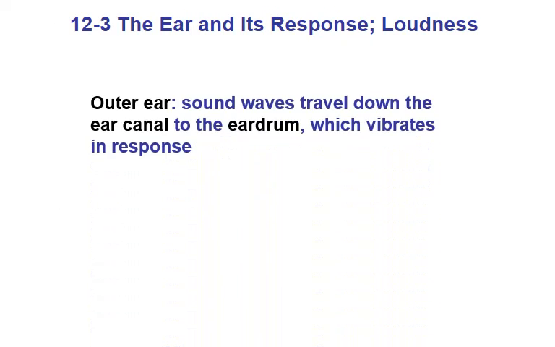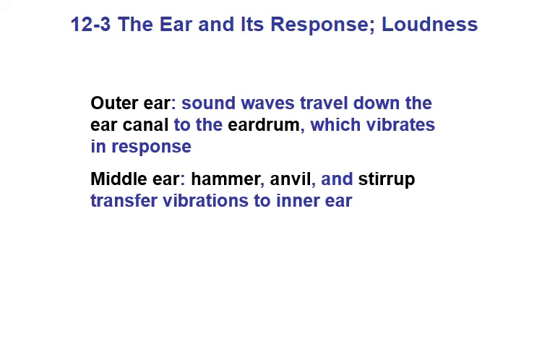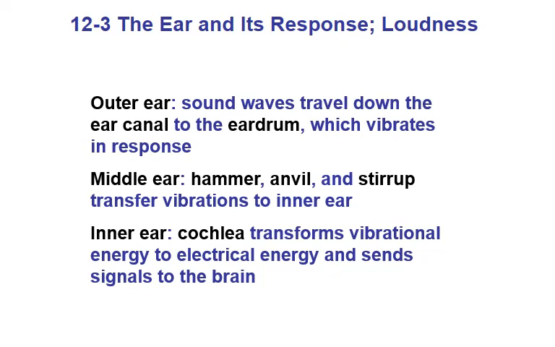Now the ear is really cool because we have different parts of our ear, and the way the ear works is really beneficial for us. We have the outer ear where the sound travels down the ear canal to the eardrum. We have the middle ear with the hammer, anvil, and stirrup, which transfers the vibrations to the inner ear. Then the inner ear has the cochlea, and it sends electrical signals eventually to the brain to perceive it. Now you don't need to memorize the different parts of the ear, but it's cool because this actually connects with resonance.